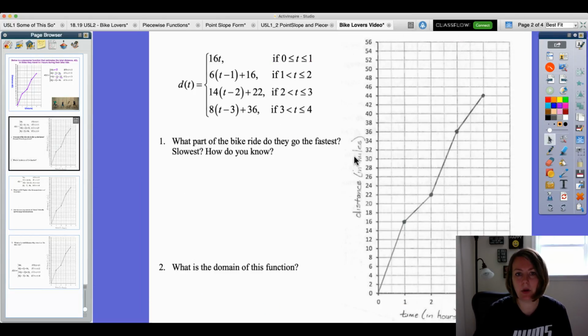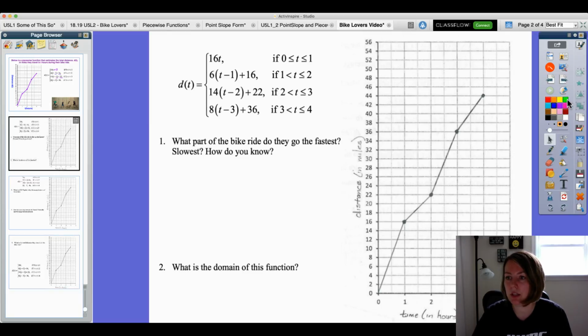Now for the next part, it's asking us a few questions. It's asking what part of the bike ride do they go the fastest and the slowest, and how do you know? Well, this really depends on your part of the slope. So if you're looking at the slope, you're looking at which really increased the most within possibly an hour time frame, and which one increased the slowest.